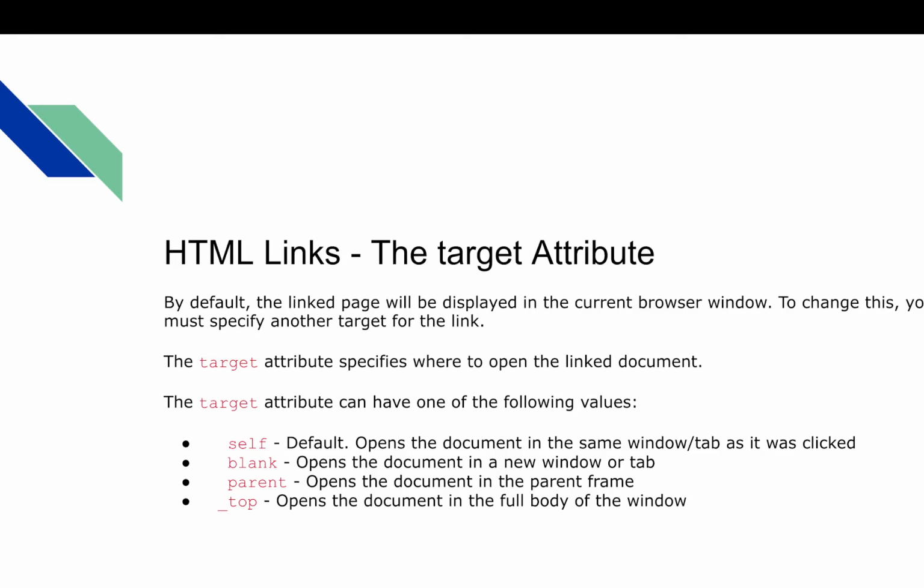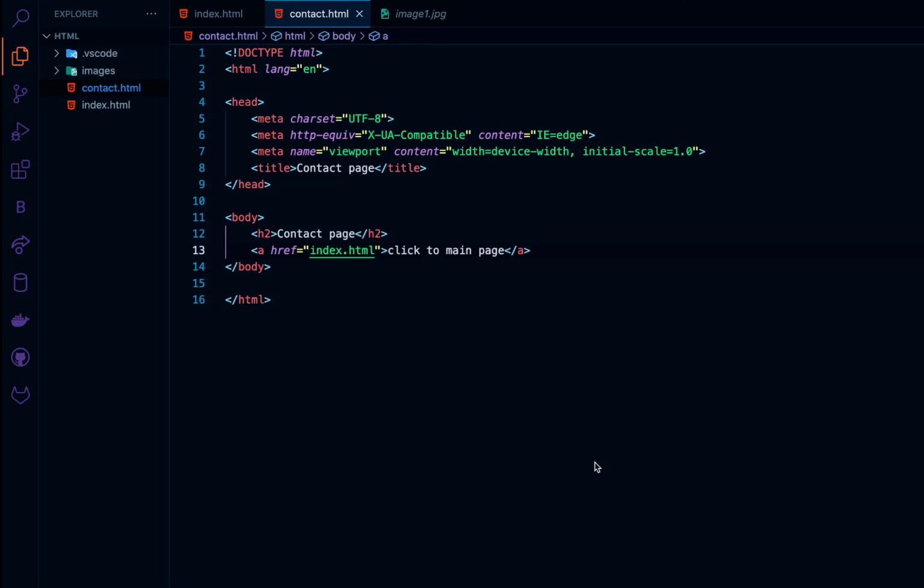Now you can try this. _self is the default. It opens the document in the same window or tab as it was clicked. _blank opens the document in a new window or tab. _parent opens the document in the parent frame. _top opens the document in the full body of the window. Let us try something else.